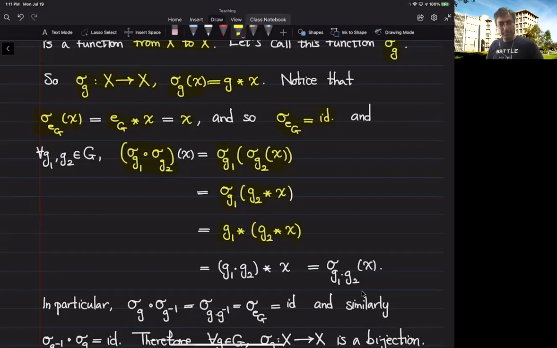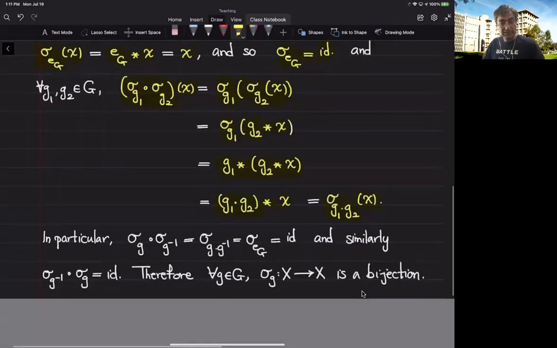Now, by the second property of group actions, I know that this is what g1 dot g2 does to x. And that's by definition sigma sub g1 g2 applied to x. Both of these functions are functions from X to X, and they are giving us the same rule, and therefore they are the same functions.